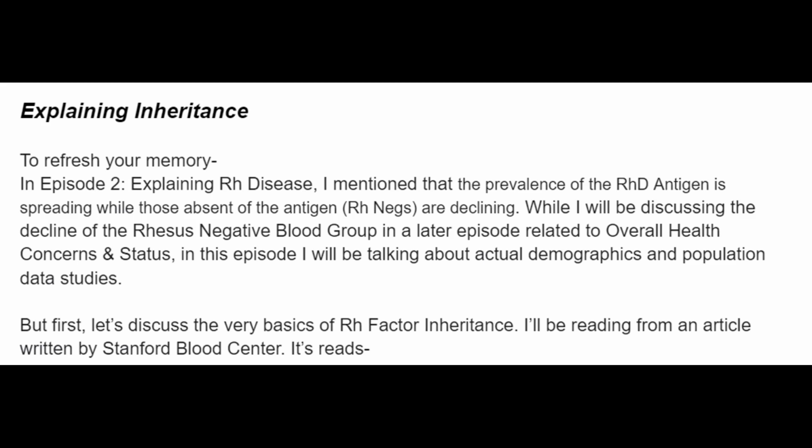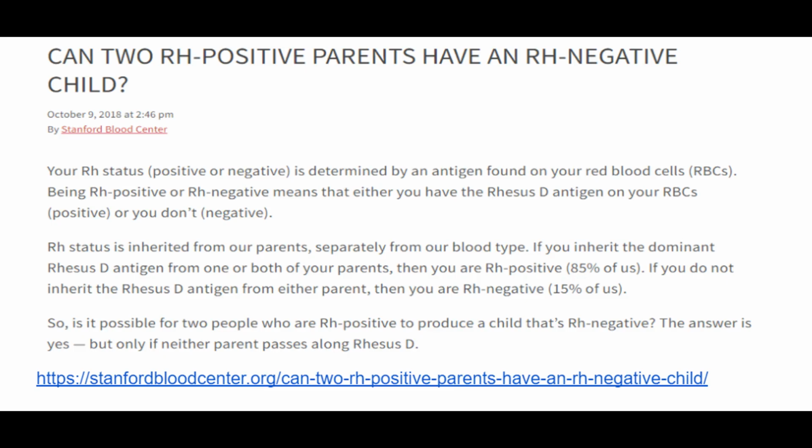But first, let's discuss the very basics of Rh factor inheritance. I'll be reading from an article written by Stanford Blood Center. It reads, "Can two Rh positive parents have an Rh negative child? Your Rh status, positive or negative, is determined by an antigen found on your red blood cells. Being Rh positive or Rh negative means that either you have the Rhesus D antigen on your red blood cells, positive, or you don't, negative.